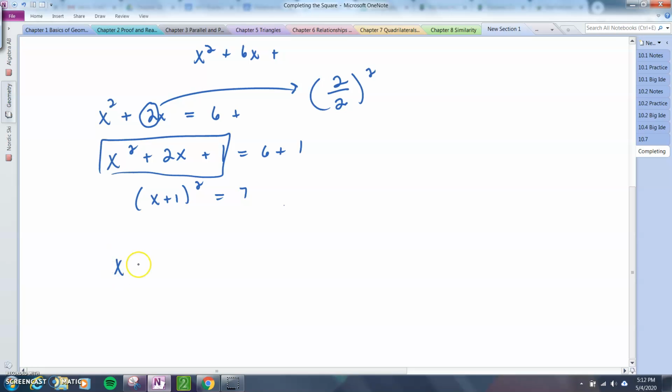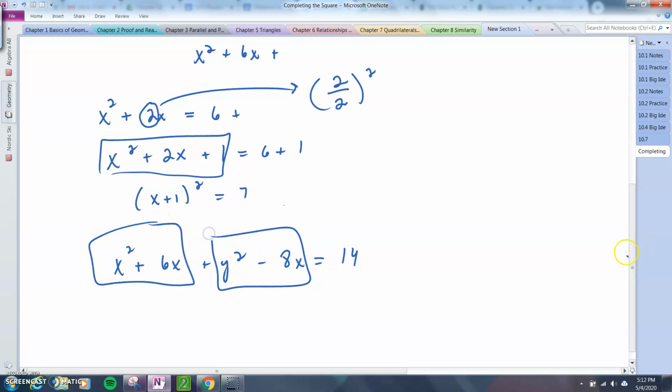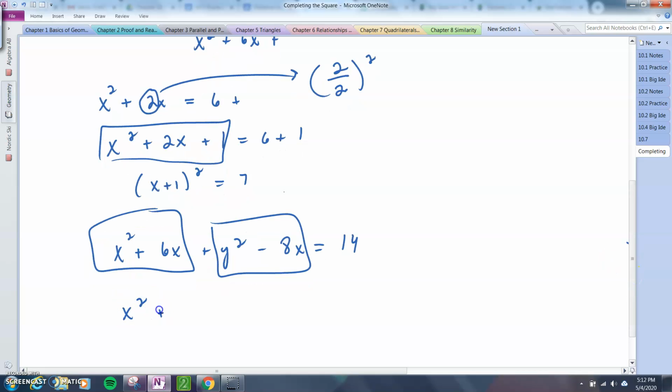Say you had x squared plus 6x plus y squared minus 8y equals 14. Well, let's add something so we can do a completing of the square to both of these. So x squared plus 6x, well, what I want to do is divide that 6 by 2 and then square it. 6 divided by 2 is 3, 3 squared is 9. So if I add 9, I can eventually write this as the quantity x plus 3 squared. Because again, if I FOILed that out, it would get me back to that.